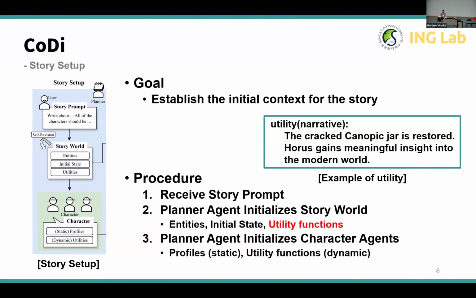So the story will be simulated based on the narrative utility. After initializing the story world, the planner agent expands the character entities into character agents. Each character agent has their own profile and their own utility function, as in Sabre. The utility function will be dynamically updated through the simulation.